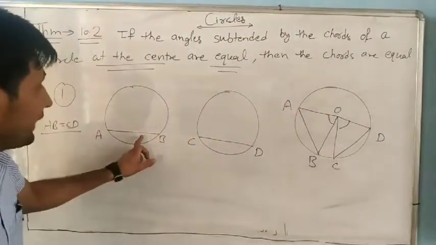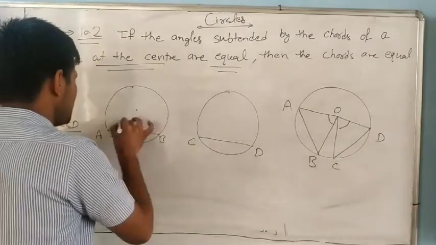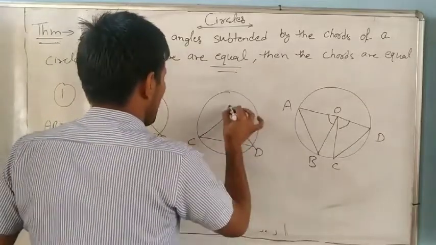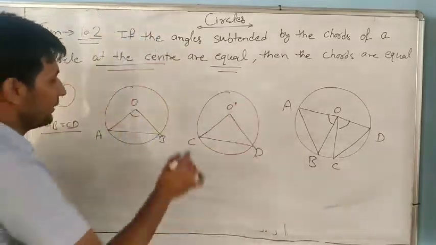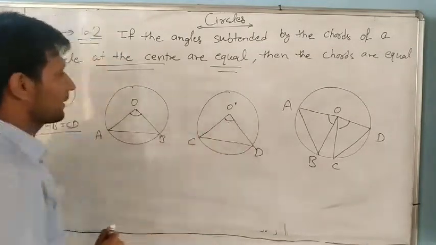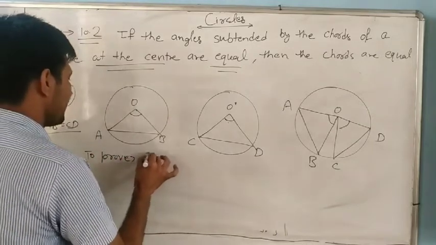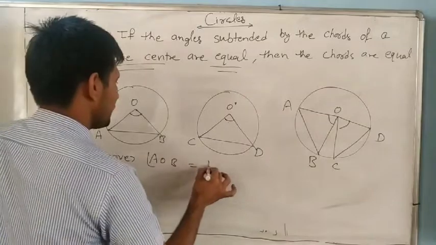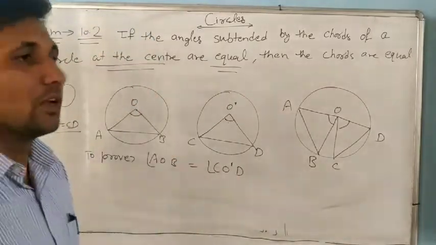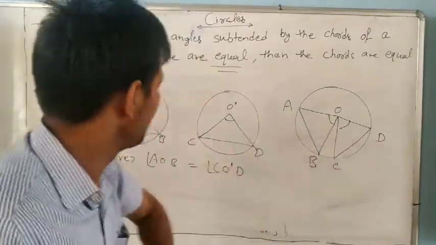So prove that if chords are equal in two congruent circles, they subtend equal angles. So how will you prove that? We want to prove that angle O and angle O dash are equal, so to prove angle AOB equal to angle CO dash D. It is the same as the theorem of 10.2. How will you prove that?